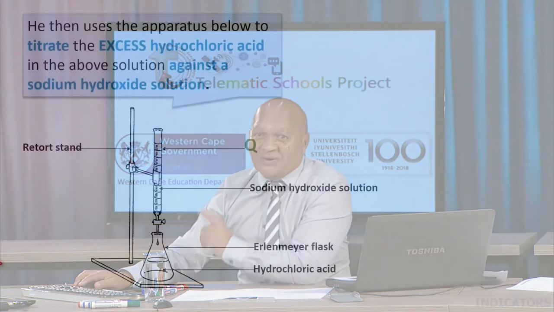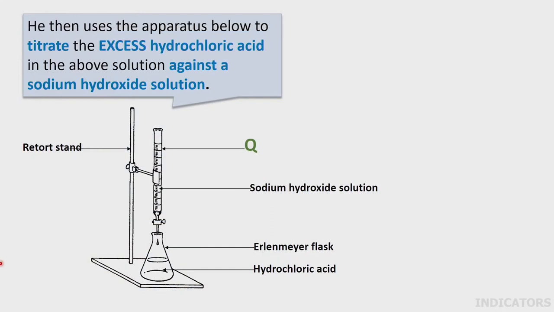Now, here's another question for you about this, which you must know. Now it's apparatus time. That was calculation. Here is apparatus. Look at the screen. It says he then uses the apparatus below, and this was the apparatus that he used. It is a glass piece of material with a stopcock there, and we find that we have numbers on it, graduations we call it. And the sodium hydroxide goes in there, and hydrochloric acid here to get the excess hydrochloric acid.